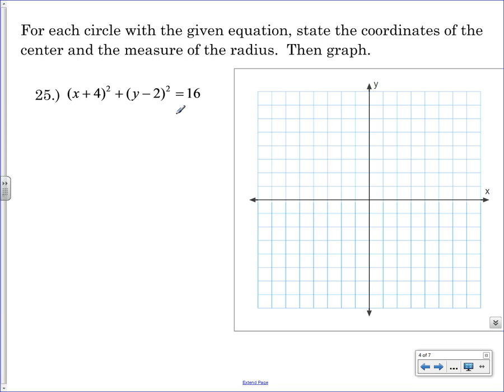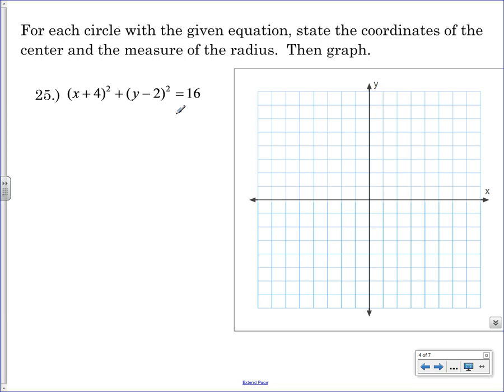While you're writing that down, it says, for each circle with the given equation, state the coordinates of the center and the measure of the radius. Then graph the thing. So you need to have the quantity x plus 4 squared plus the quantity y minus 2 squared equals 16. If it's the way it was written in your notes, you wouldn't probably know how to put it in this form.